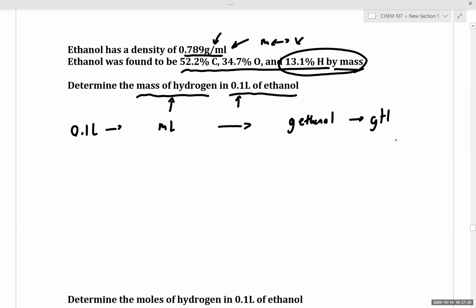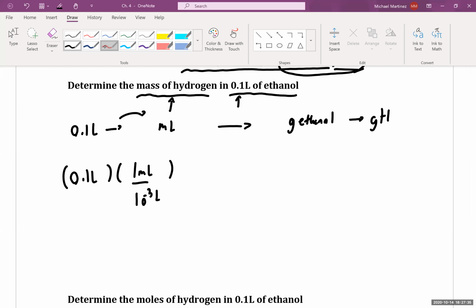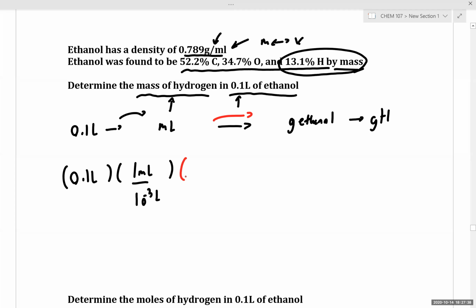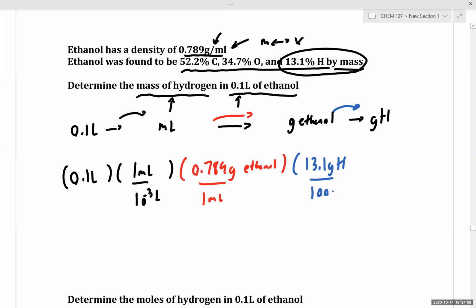So now that we have our conversion map set up, we have 0.1 liters. We know in 1 milliliter, we have 10 to the negative third liter. And then to go from our volume to our mass, we utilize our density, which is 0.789 grams of ethanol per 1 milliliter. Then to go from grams of ethanol to grams of hydrogen, we use our mass percent. So we have 13.1 grams of hydrogen for every 100 grams of ethanol.